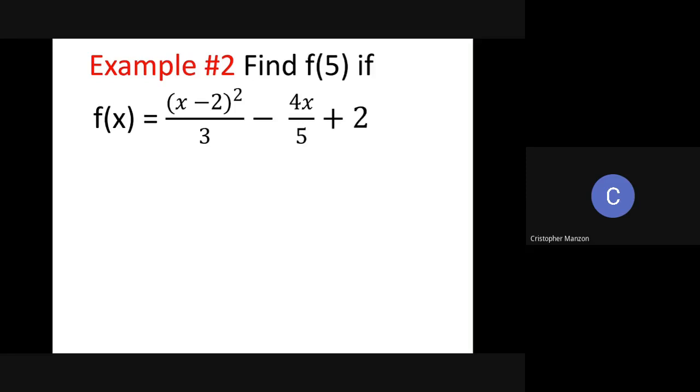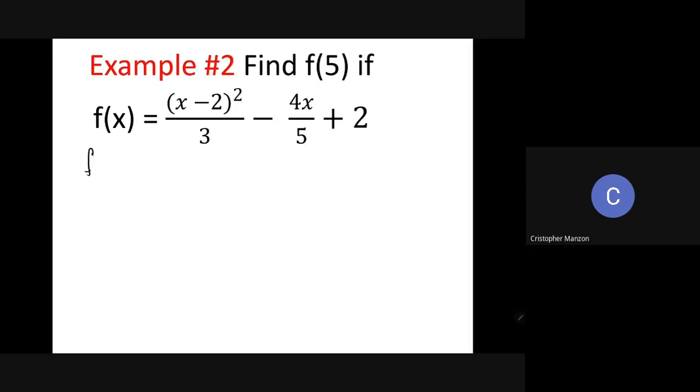Majority answered 1: John Mark, Chester, Andrea, John Lawrence, Kiana, Anton, Rafael. Okay, your answer was right. The answer is 1. Thank you for that. So let's show the solution. I'm giving you the solution in shortcut method.